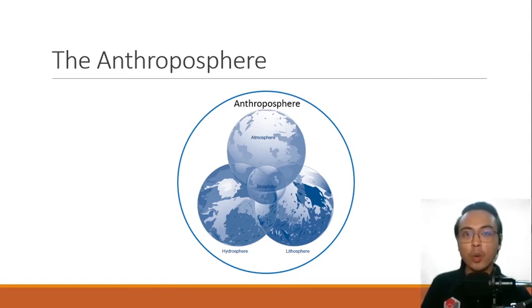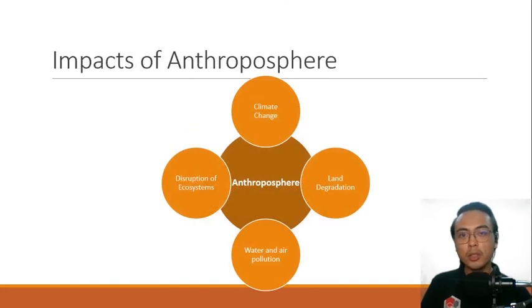So, in a way, we are the custodian of all of the other spheres because we extract everything that we need to live from the other spheres. However, since we are encompassing all of the other spheres of the Earth, we have several negative impacts that need to be addressed urgently. And those are climate change, land degradation, water and air pollution, and disruption of ecosystems. This is because we need to extract more resources to feed our ever-growing population, and our desire to extract more and more resources is encroaching into ecosystems.